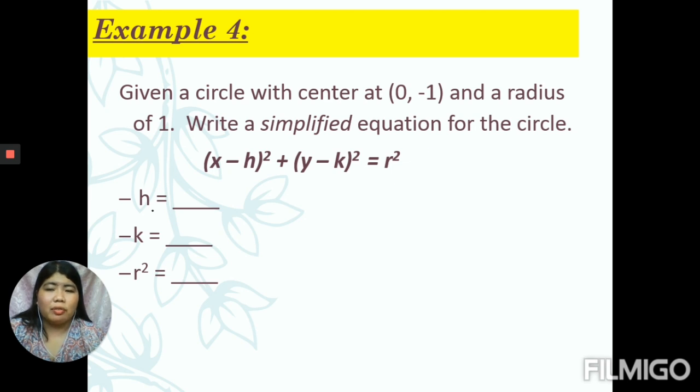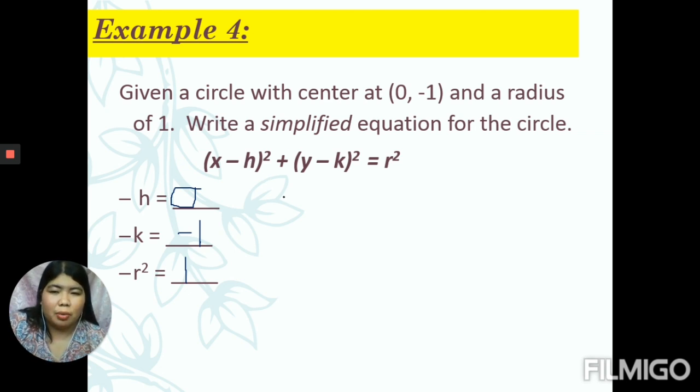So, una, identify the H, K, and R. So, ang H natin ay 0. Then, ang K ay negative 1. At ang ating radius ay 1. 1 squared is also 1.